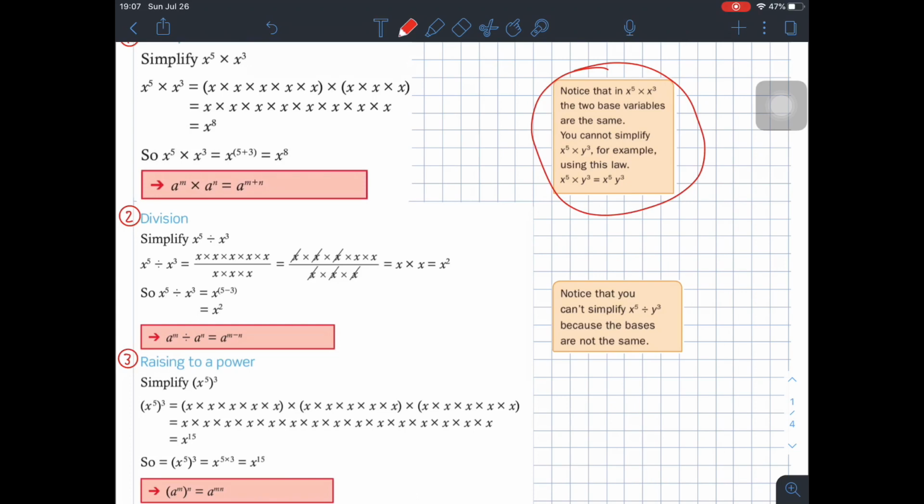You cannot simplify x to the fifth power times y to the cube power, for example, using this law. Okay, so that's a common mistake. If they are not the same base, then you cannot apply this property.